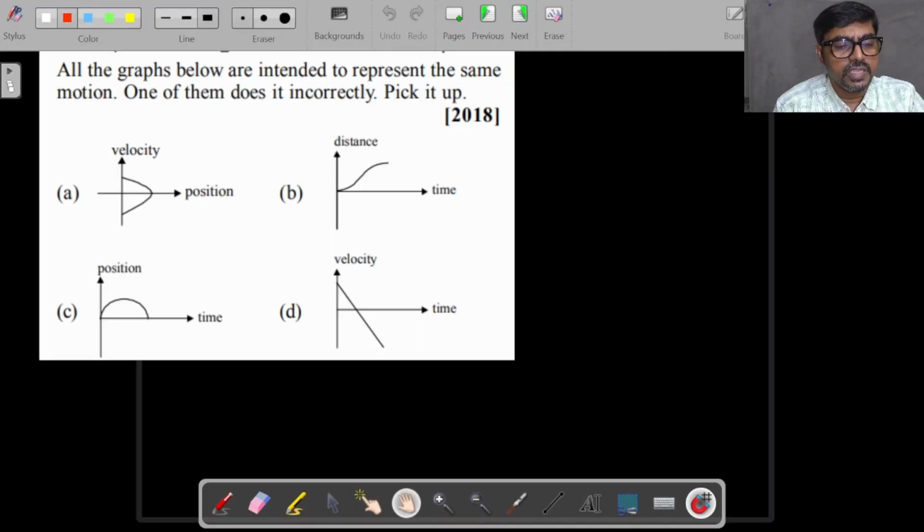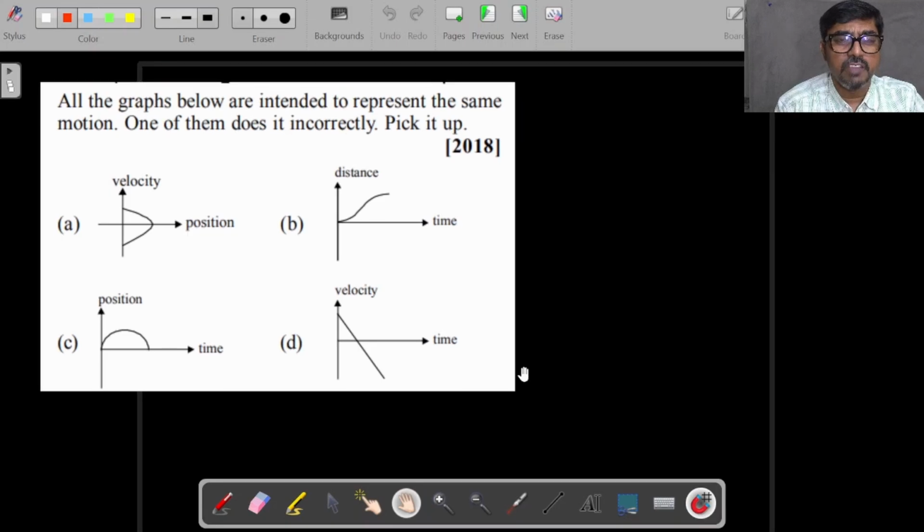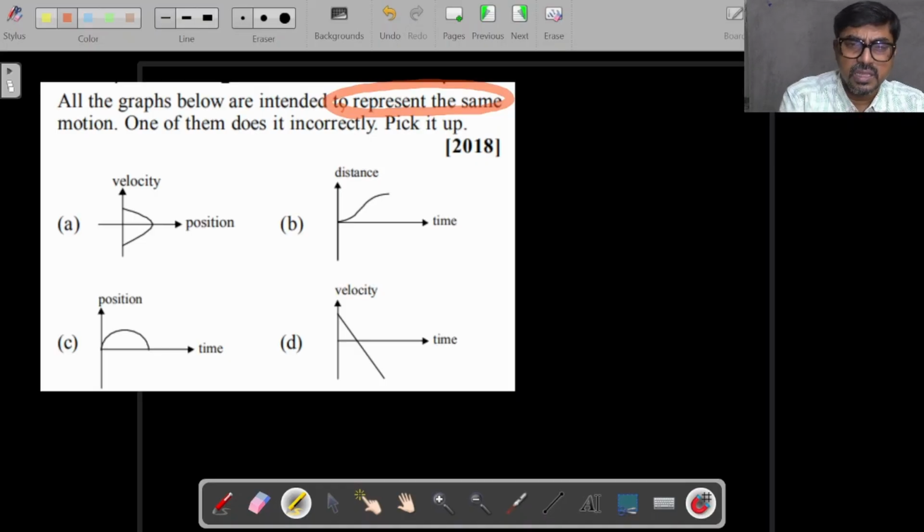Okay, now next. This is a simple graph based question. All the graphs below are intended to represent the same motion. One of them does it incorrectly. Out of all four, three will be correct and consistent, but one is off. So we need to identify which is not going to match with the other three.